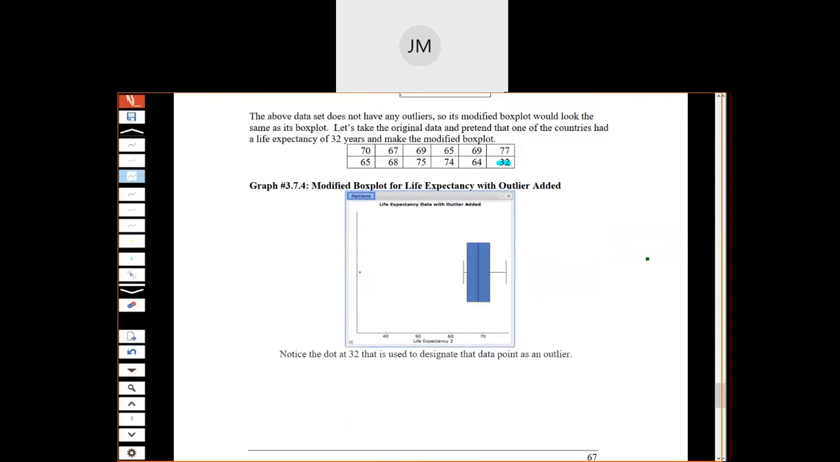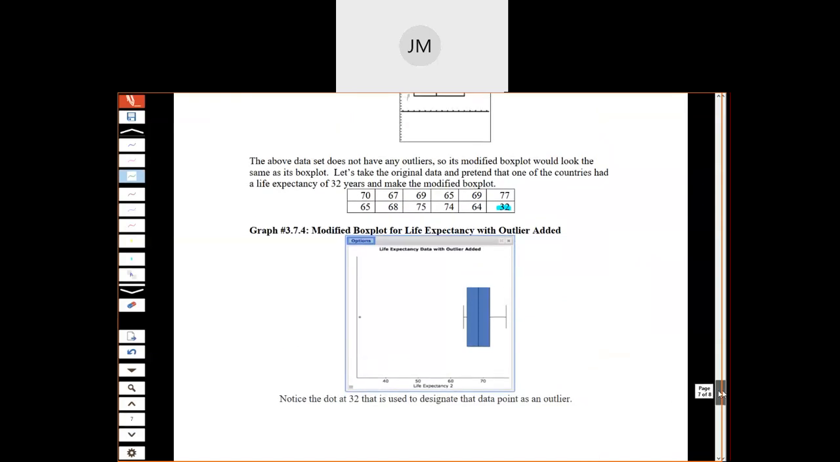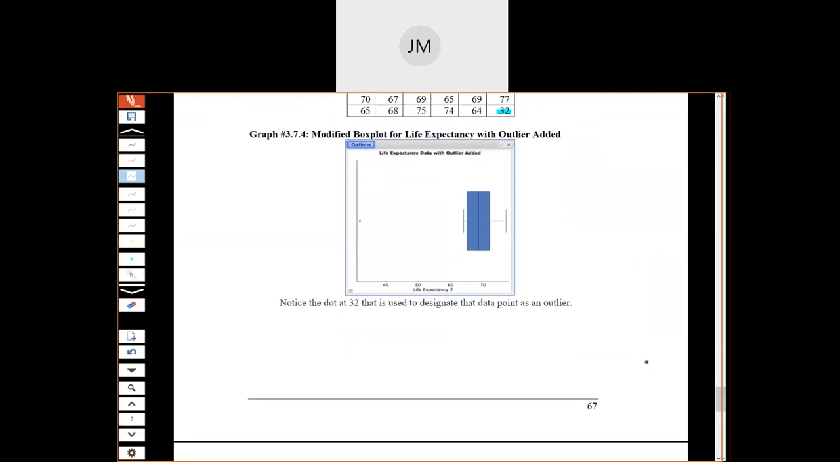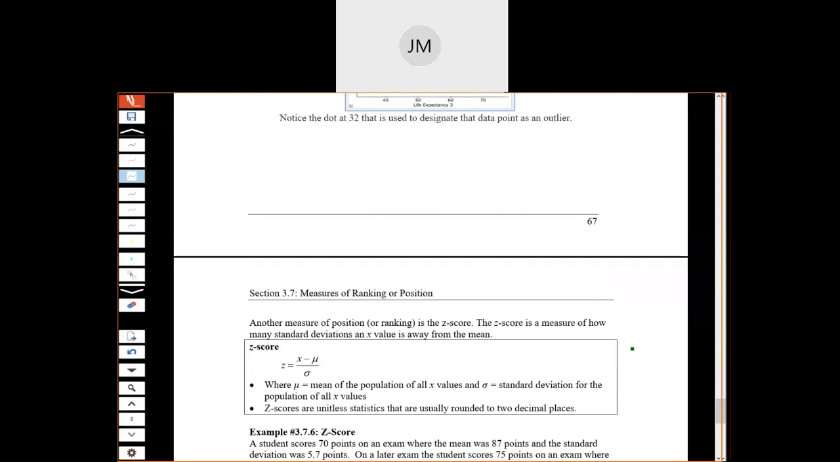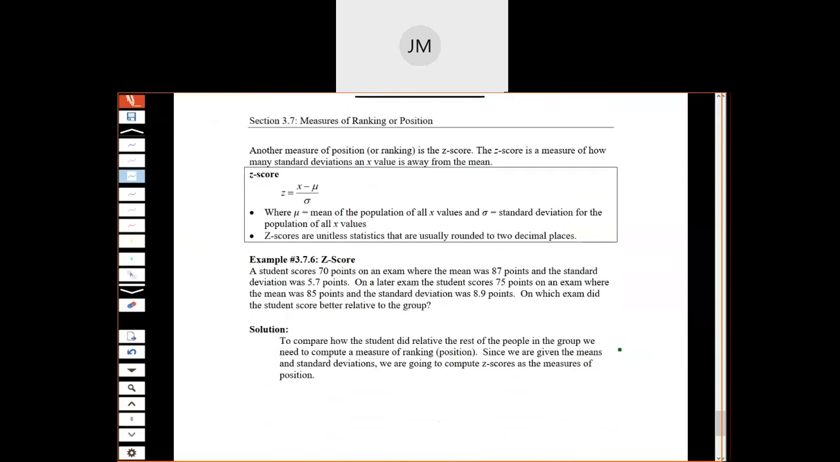All right, so now let's move on to a new idea that we're going to be using a lot going forward. Up to this point, when we talk about box plots and the 5-number summary, all of that is based on this idea of a median. So now what we're going to do next is look at a measure of ranking or position that's not connected to the median, it's connected to the mean. So we're going to look at something called z-score.